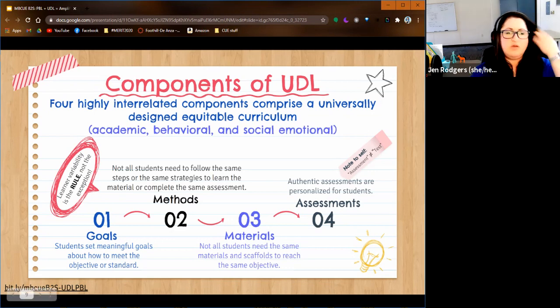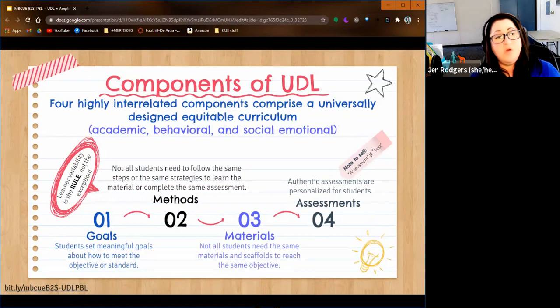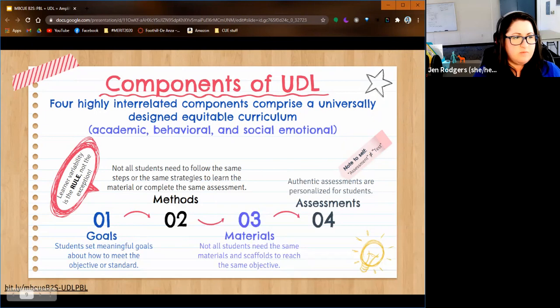So for the first component, these 4 highly interrelated components comprise a universally designed equitable curriculum. And so that word equitable is really important when thinking about universal design for learning, which we're going to talk about as well in a little bit. So the first component is the goals. So students set meaningful goals about how to meet the objective or standard.